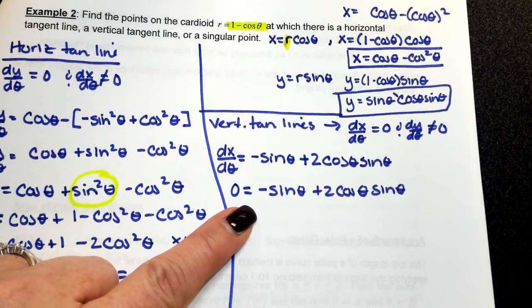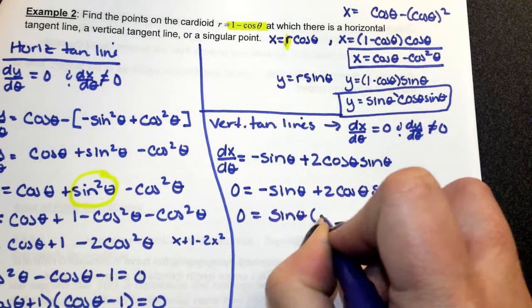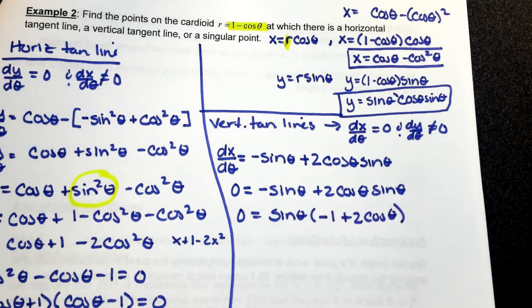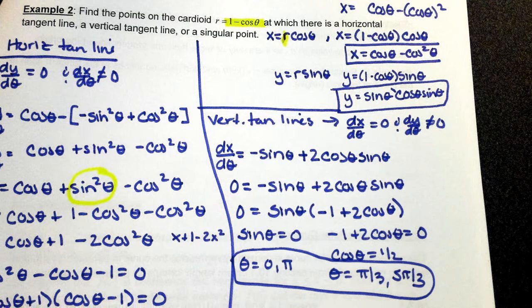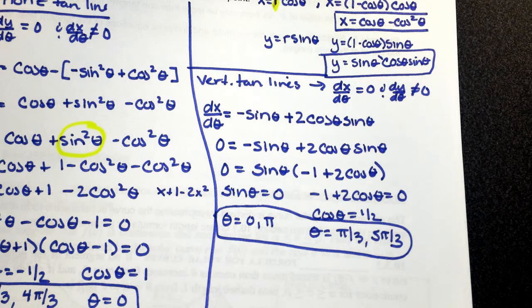How do I start solving this trig equation? What can I factor out? I can factor out a what? Sine. So that's going to give me a negative 1 plus 2 cosine theta. Would it be the best thing if we factored out a negative sign? No. You guys go ahead now and finish solving it for me. You should end up with 4 solutions for this one. So hopefully we ended up with 0, pi, pi over 3, and 5 pi over 3.